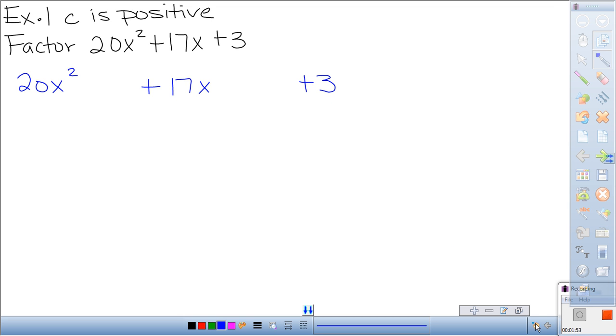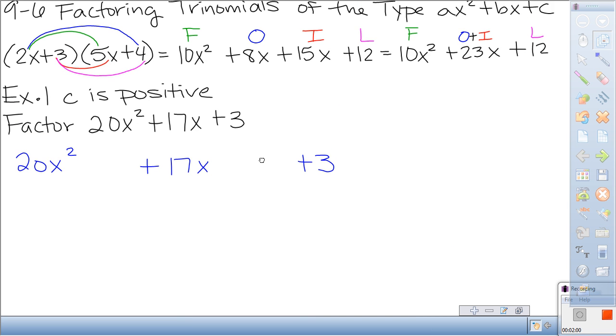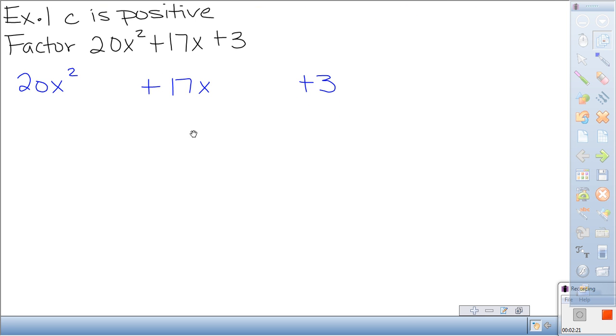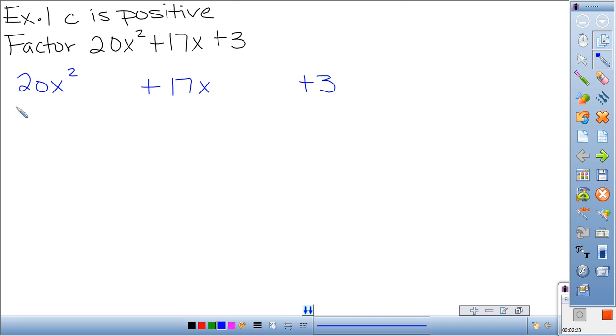So if we look back at what we just did, we can see that to get our first term, we had to multiply first times the first. So all we did was 2 times 5, which gave us the 10, and x times x obviously gave us the x squared. So in order to get this 20x squared, we're going to need to find all the factors of 20. For instance, 2 and 5 are factors of 10. So we need to find all the factors of 20 to get 20x squared.